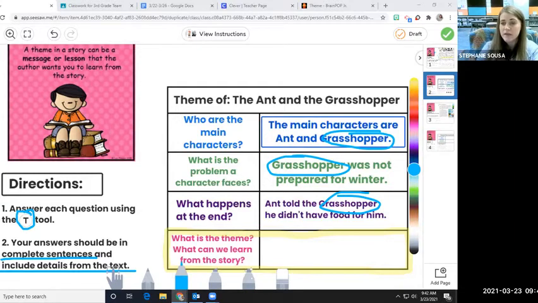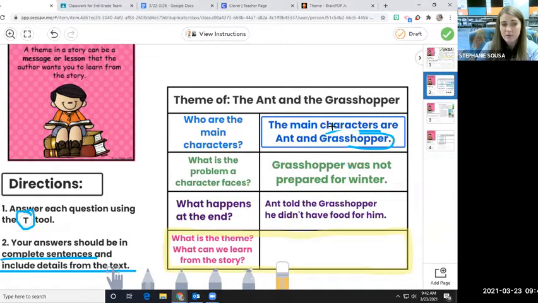So what is the theme? What can we learn from the story? We just had several conversations about what we can learn from this story. I want you guys to write down a theme that you think of with this text. Justin shared, be prepared so you don't struggle. We had others share to listen to your friends when they're trying to help you. Aiden G shared, listen to advice that is being given to you. Any of those themes are wonderful.